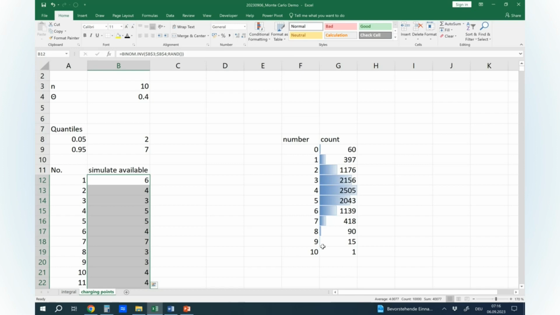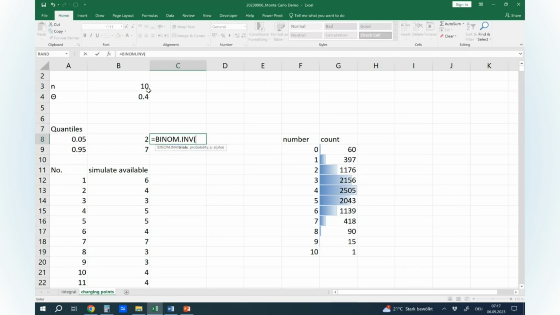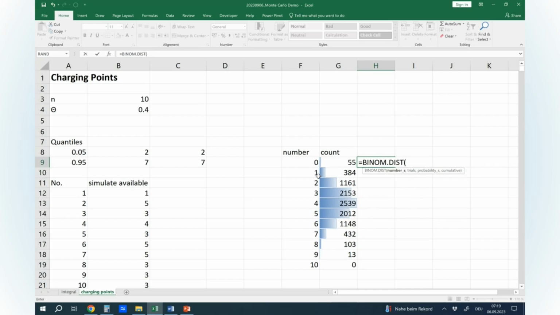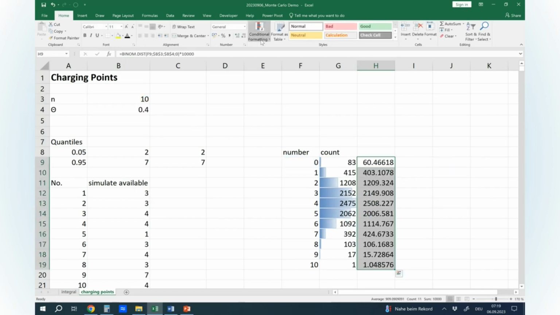We did not. Instead of finding the 5 and the 95% quantile by empirically analyzing the simulated numbers, we could have just used the inverse binomial function and calculate the theoretical 5 and 95% quantile for n equal 10 and theta equals 0.4. And instead of empirically counting occurrences, we could have just used the binomial function, calculate probabilities and multiply them by the number of iterations. So, what is the point?